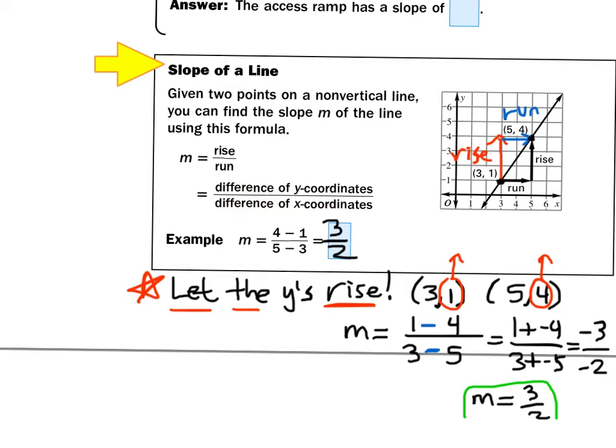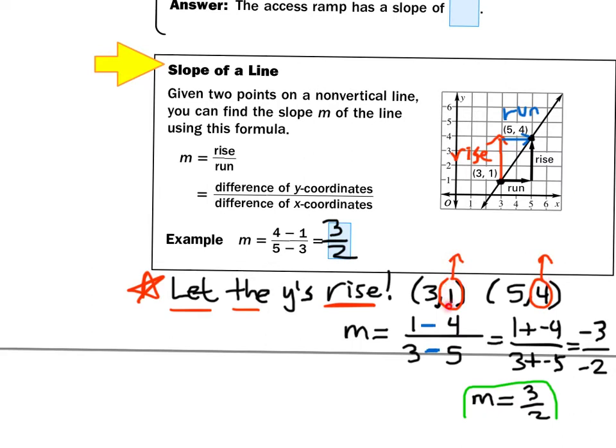And what's really cool, one of my students several years ago said the way that he remembers it is he just says, let the y's rise. So let me show you this trick. This is really cool. So I took this first point, 3, 1, and I wrote it here, and the second point, 5, 4. And then with your red, I want you to circle the y coordinates and pull them up, okay?